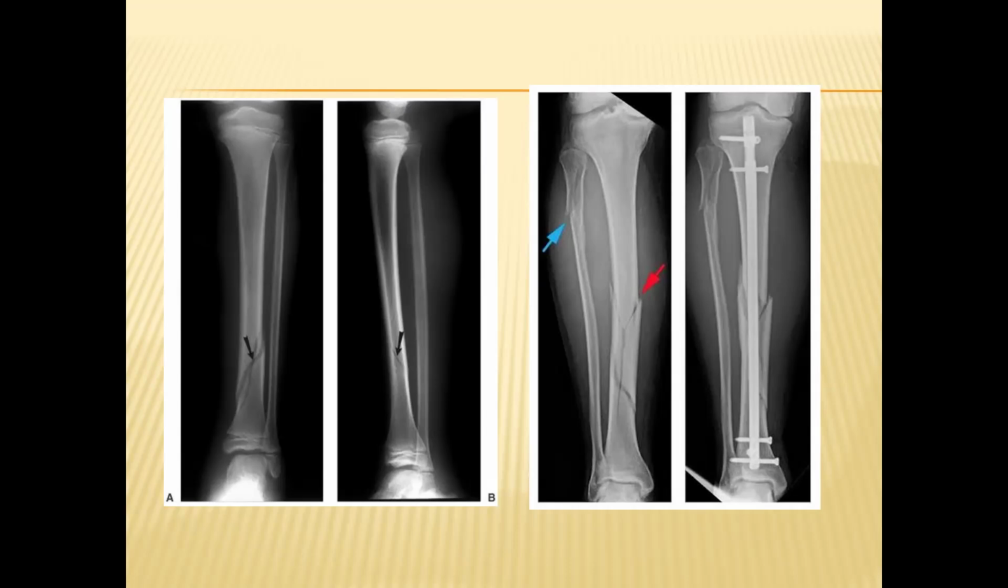So for any type of fracture, we should immobilize the limb. We can immobilize by applying a posterior slab or a cast. So there is a risk of compartment syndrome.